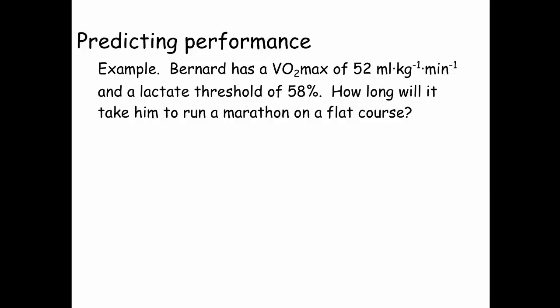So let's go back and revisit the question and talk about what we found out. The question was, Bernard has a VO2 max of 52 mL per kilogram per minute and a lactate threshold of 58%. The question was, how long will it take him to run a marathon on a flat course? We used the ACSM formula. We figured his VO2 at lactate threshold. We then figured out what speed he had to run at to achieve that. And then, knowing that a marathon was 26.2 miles, we figured out it would take him 5 hours and 16 minutes.